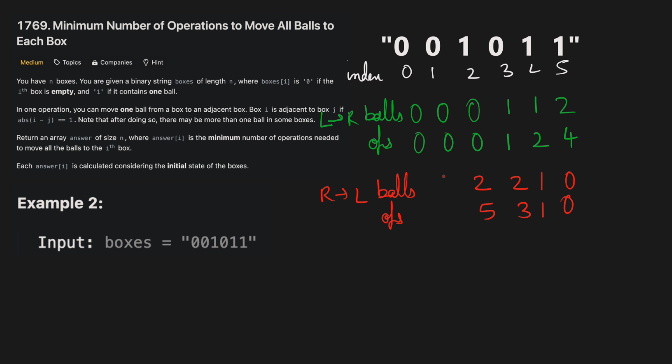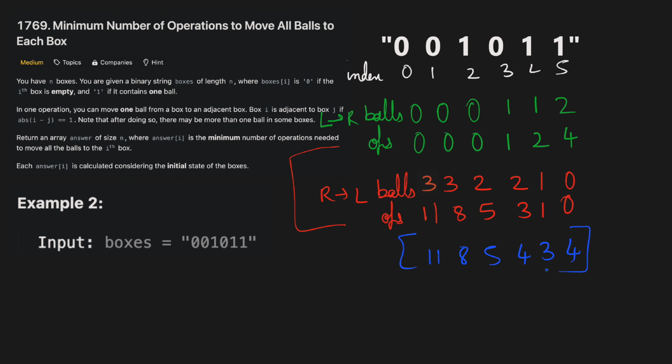Then we come to index 1. Now the number of balls on the right of it are 3, and the number of operations till the previous box is 5, and moving 3 additional balls makes the number of operations 8. And finally we come to index 0. The number of balls on the right of 0 are 3 and the number of operations till the previous box is 5, and moving 3 additional balls makes the number of operations 11. And now our total number of operations will be the sum of these two operations and it will be equal to 11, 8, 5, 4, 3, 4, which matches our answer.